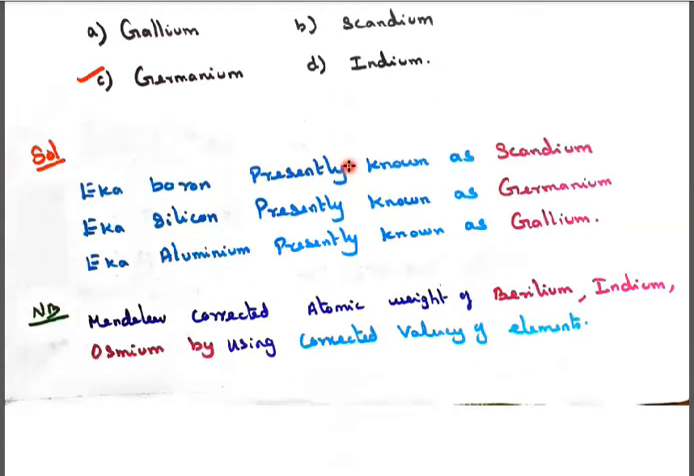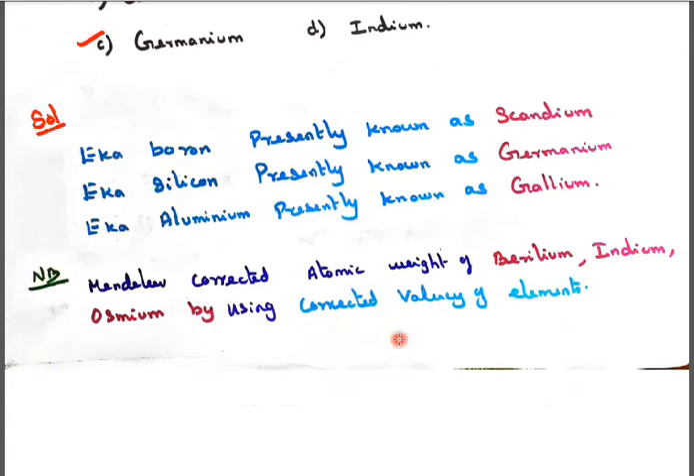Now they have found almost all 118 elements present in the periodic table. Now 119 is placed after francium. They have not yet given the name for 119, but it is called Eka francium. Mendeleev corrected the atomic weight of beryllium, indium, osmium by using the corrected valency of elements.